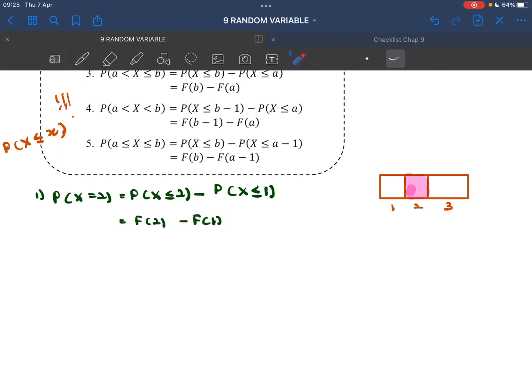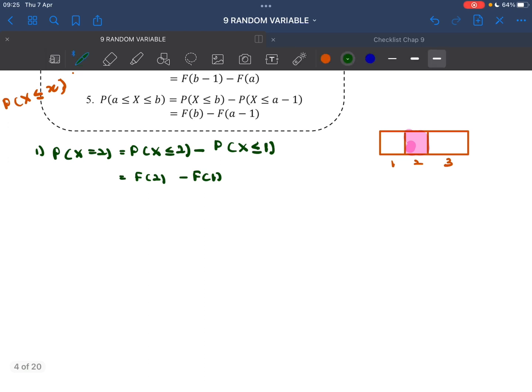Okay, one more time, you want X equals to 2. What we are going to do is take from 2 to the behind, which is X less than or equal to 2, and we are going to minus the white one, P(X less than or equal to 1), so you'll get this one only. Okay, so let's try one more time. If we have P(X) between 2 not included, 3 is included.